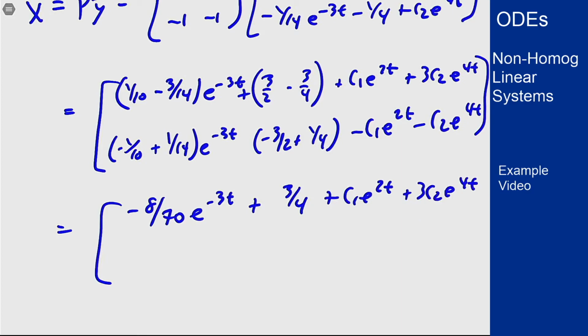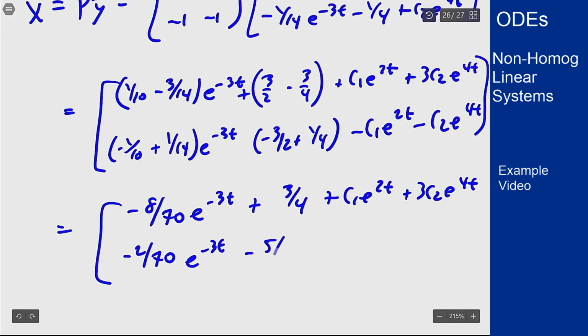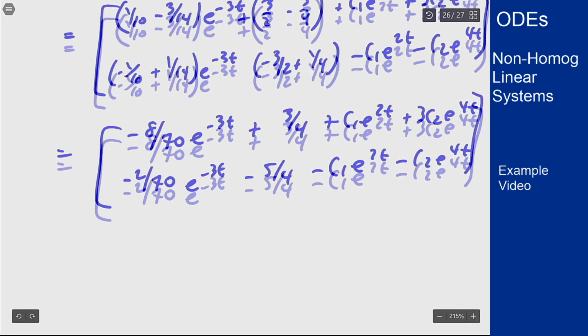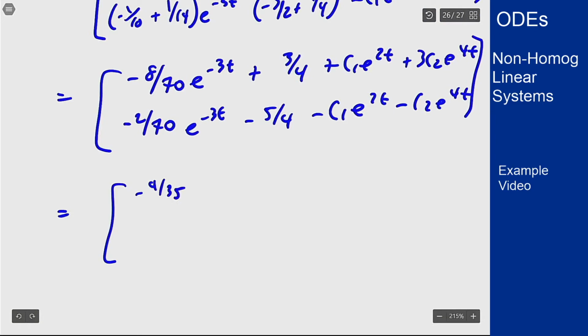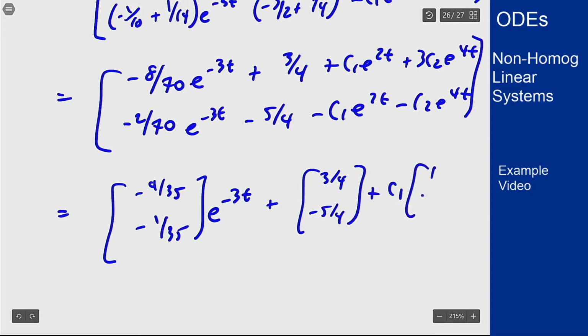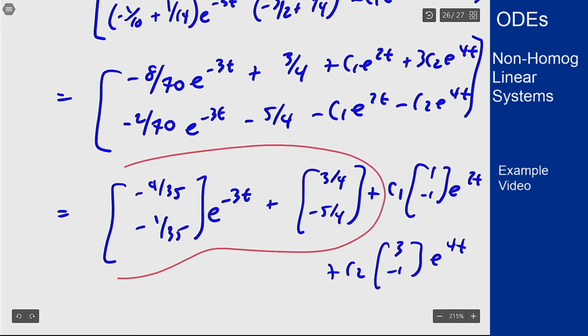Again, that's negative 7/70ths plus 5 is 2/70ths. Negative sign. Negative 3/2 plus 1/4 is negative 5/4. And so my answer then is negative 4 out of 35, negative 1 out of 35, e to the minus 3t, plus a 3/4 and a minus 5/4, plus a c1 times a 1 minus 1 e to the 2t, plus a c2 times a 3 minus 1 e to the 4t, which makes sense as this was part of our homogeneous solution from before. And this is the part here that then solves the non-homogeneous equation.